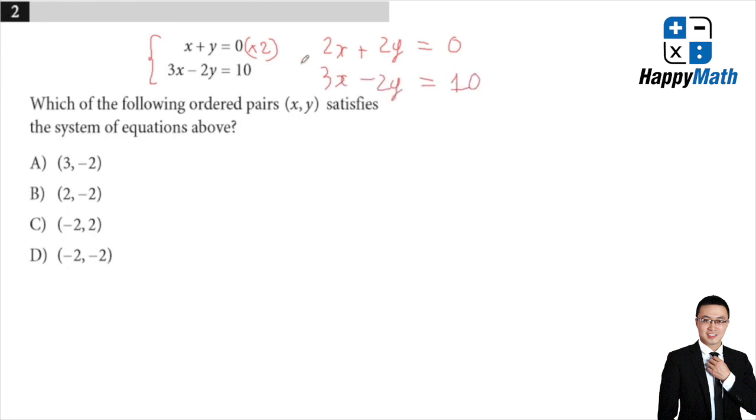From now I have 2y and minus 2y. I will add the two equations together, and I will have 5x + 0y equal to 10, so x will be equal to 2. I just care about x equal to 2 in the first one. A cannot be the right answer because x equals 3. C is minus 2, D is minus 2. So the answer for this question is B.